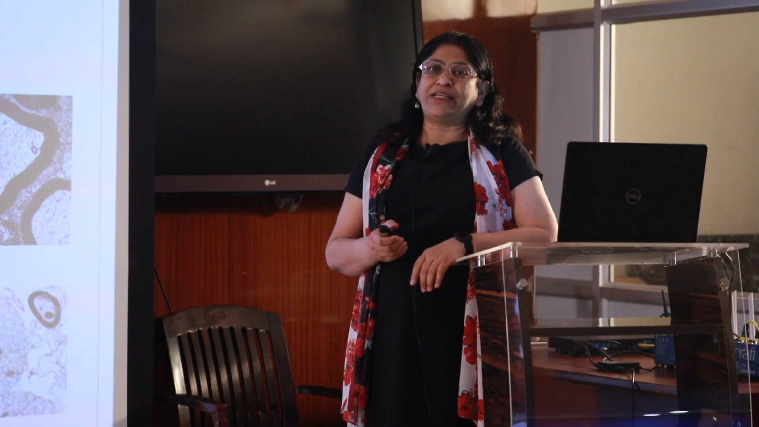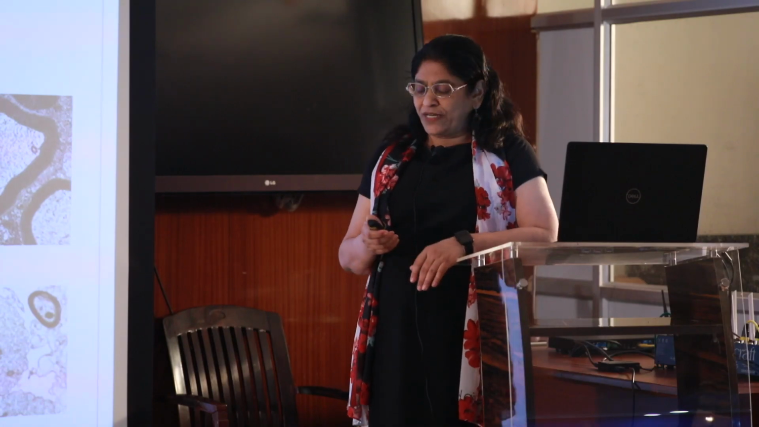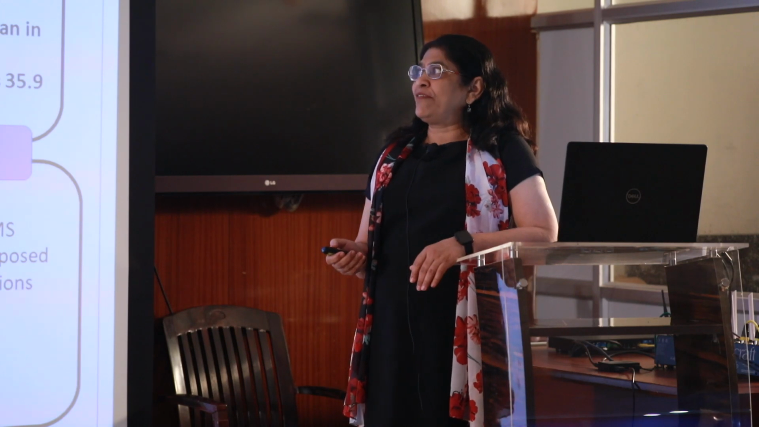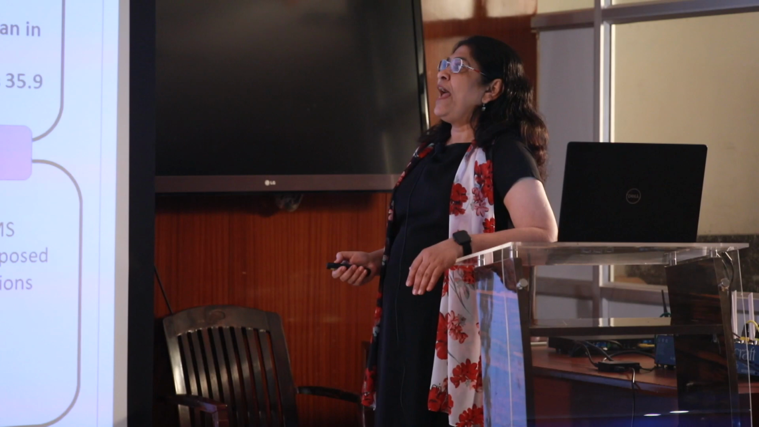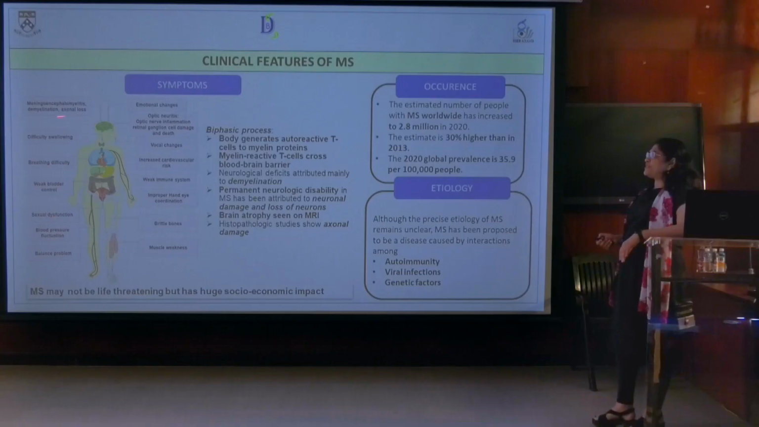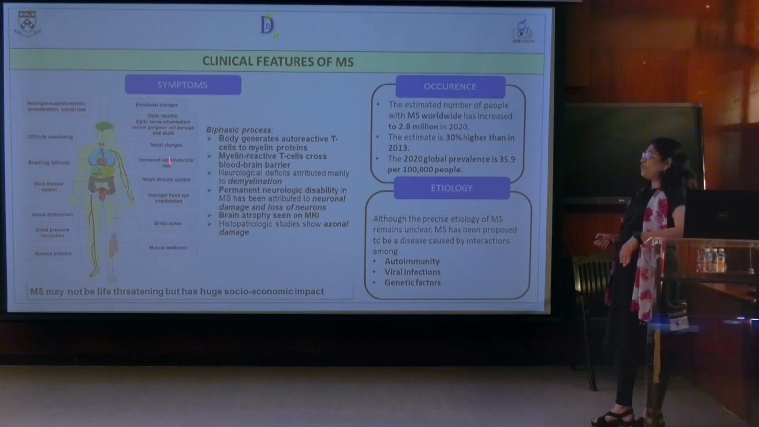Studying multiple sclerosis in humans is very difficult, but we are trying to understand it in an experimental model system. Multiple sclerosis causes meningoencephalomyelitis, optic nerve inflammation, vocal changes, bladder function difficulties, and several other symptoms.